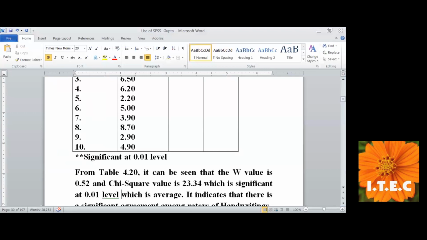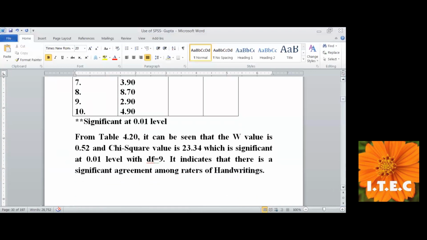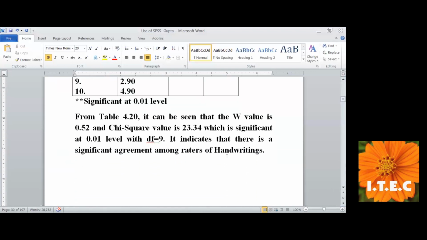So I'll say which is significant at this level with DF equal to 9. Now it indicates that there is a significant agreement among raters of the handwriting.